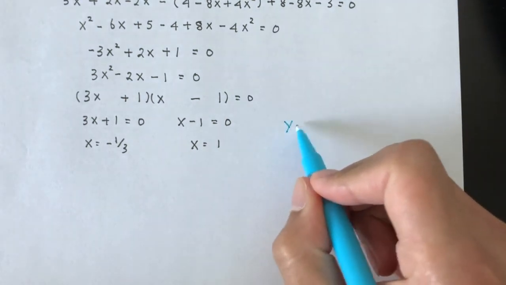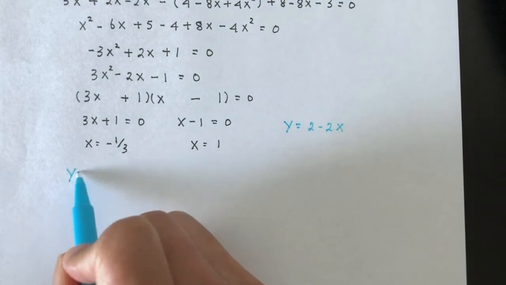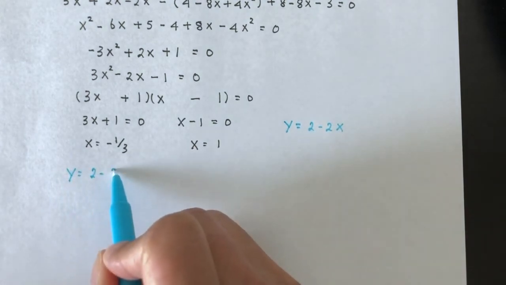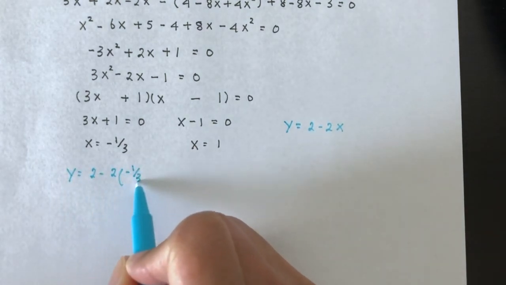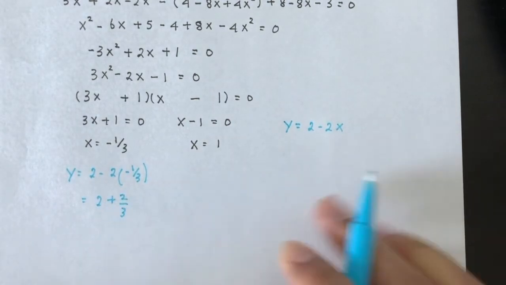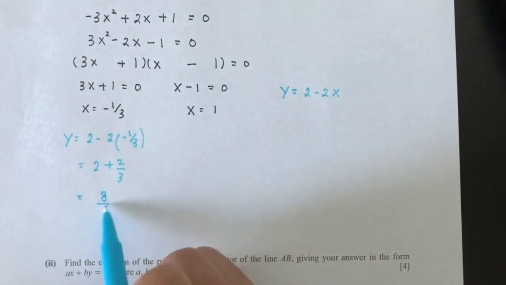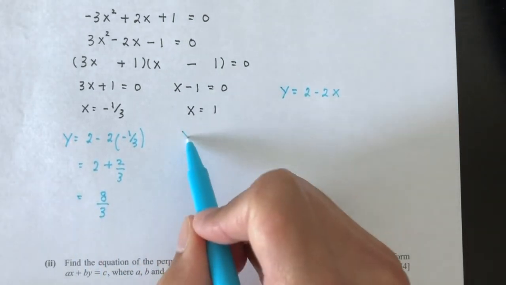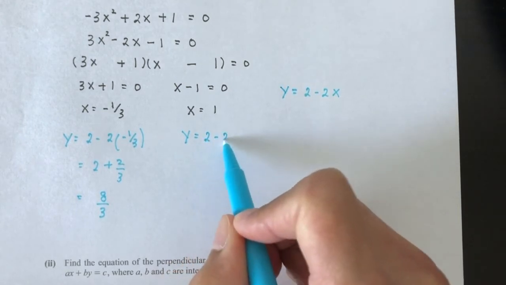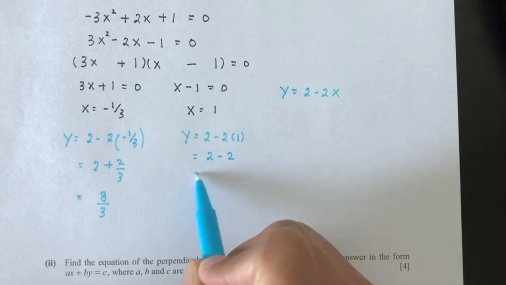So as above you see y is equal to 2 minus 2x. So y will be 2 minus 2 times minus 1 over 3. That will be 2 plus 2 over 3. Now simplify. That will be 8 over 3. Now for this one, that will be 2 minus 2 times 1. That will be 2 minus 2, that will be 0.